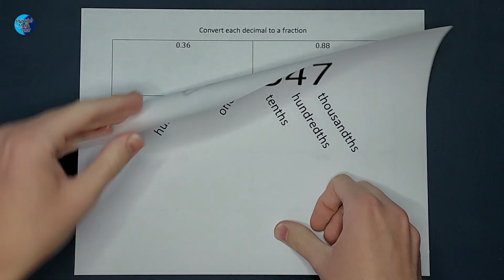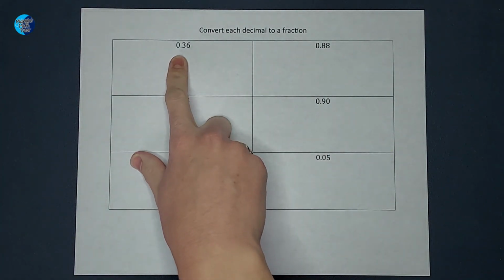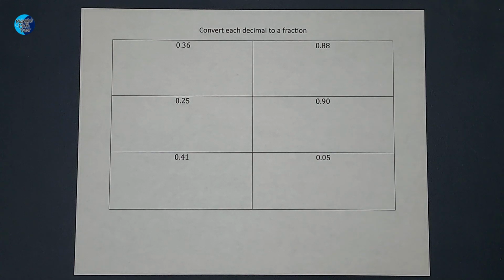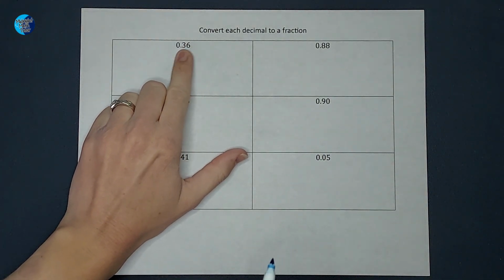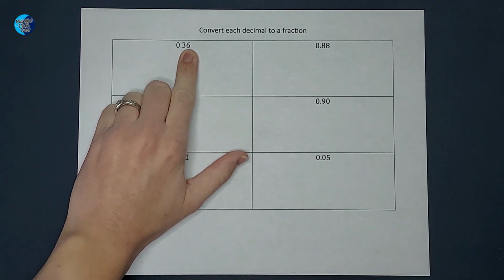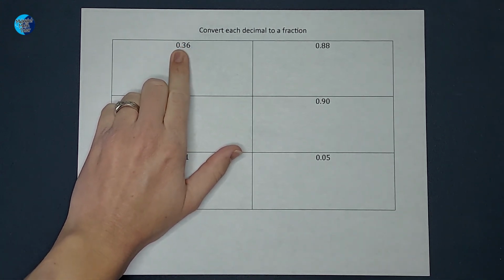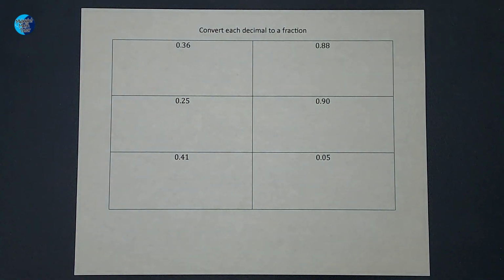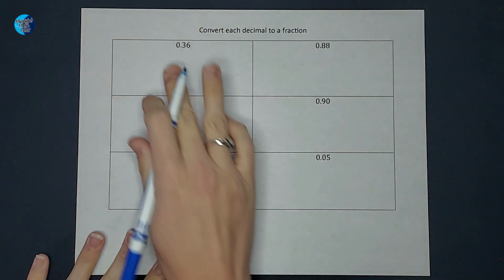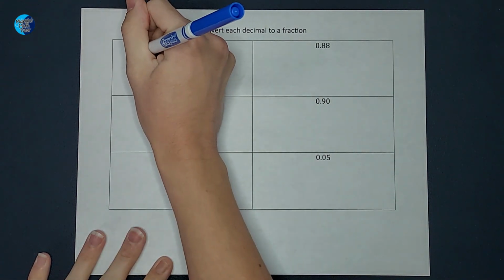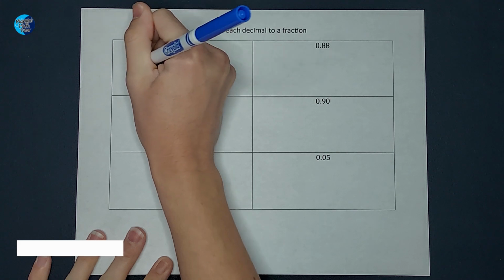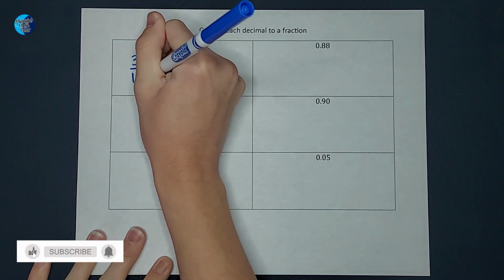Okay, so if we were to look at this number, a lot of times we say 0.36, right? And that's not wrong. But if I were to say this the real mathy way, it would be 36 hundredths, because two places after the decimal is the hundredths place. So 36 hundredths is how I would say that. Well, doesn't that sound like a fraction? That's because it is. 0.36 is the same thing as 36 hundredths, just like that.